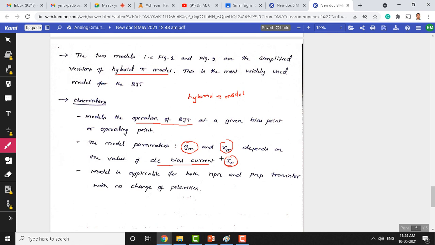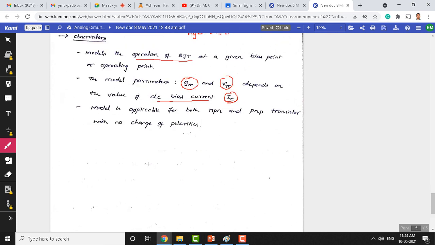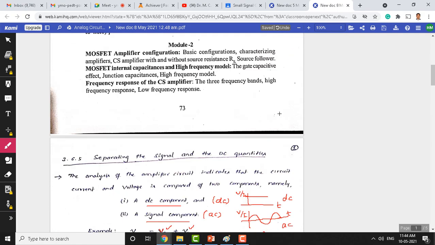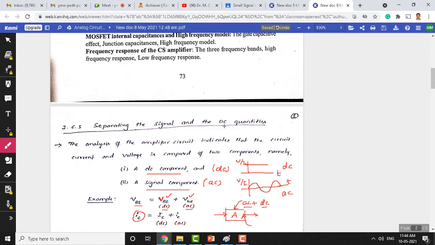And the last observation from this model analysis is that the hybrid pi model is applicable for both NPN and PNP transistors with no change in the polarities. Without changing any polarity, the model works even for the PNP transistor, though we have shown it only for the NPN transistor. So, with that I think we have come to an end of separating the AC signal component from the DC quantities.